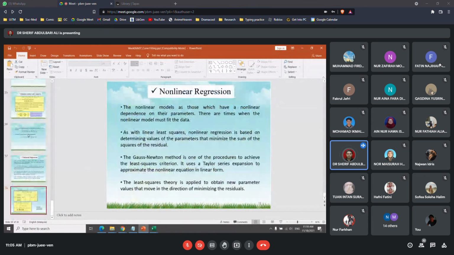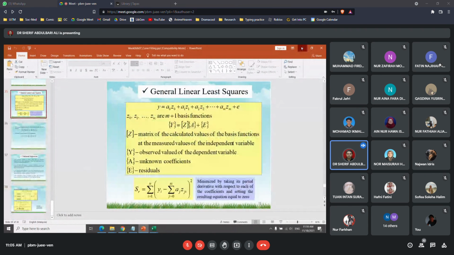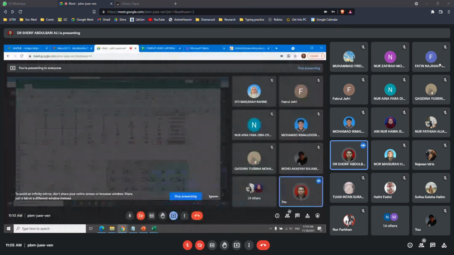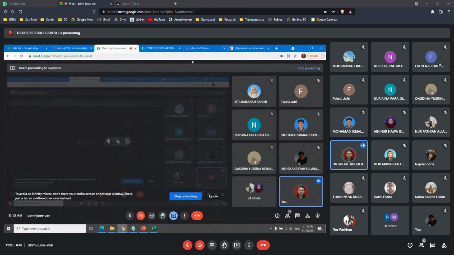Okay. That's all for the theory of how to do the regressions. If you have any questions, please do ask before I move to the lab. Do you have any questions on how to do the polynomial regression or the multiple linear regression? Any question?